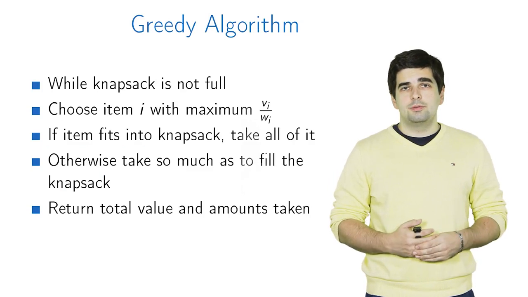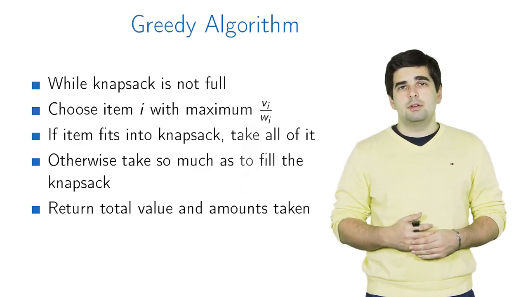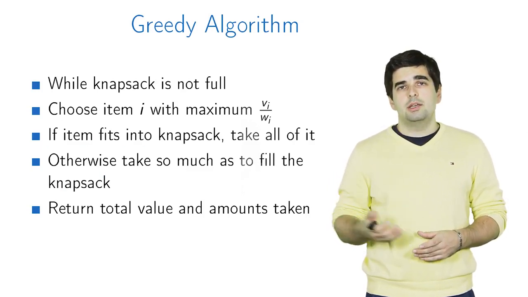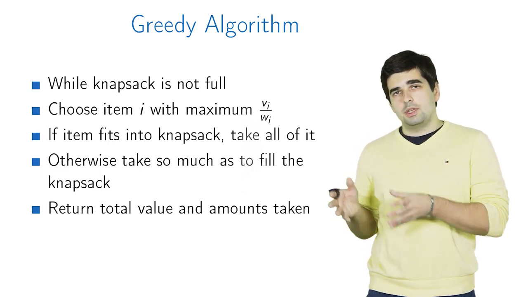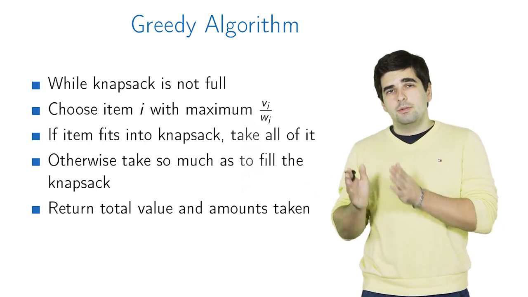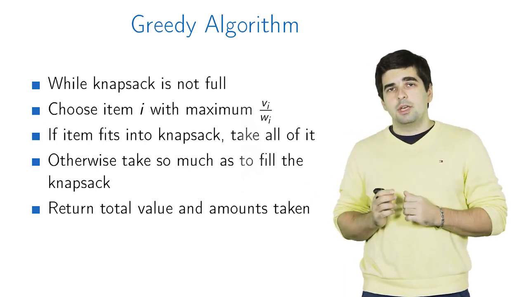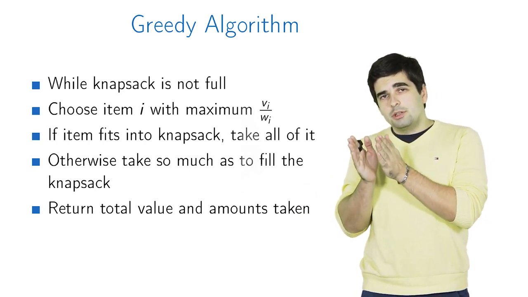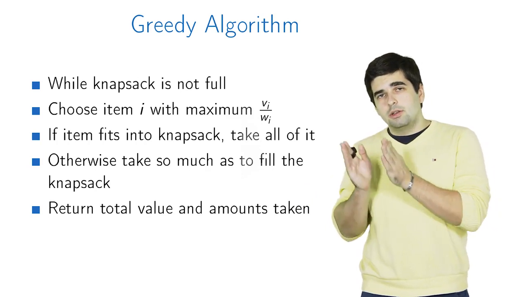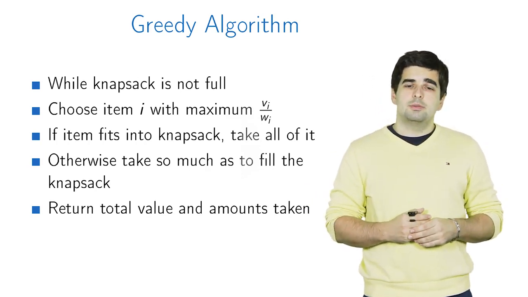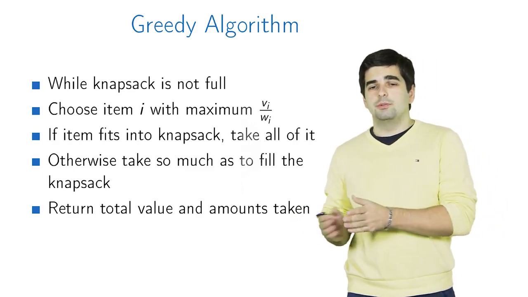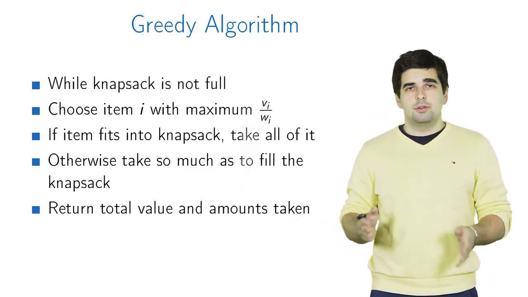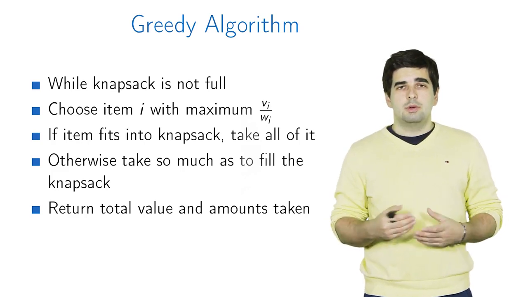While the knapsack is still not full, we select the best item left, the one with the highest value per unit of weight, and either fit all of this item in the knapsack, or if there's only a little space left in the knapsack, cut this item and fit as much as you can in what's left. And then repeat this process until the knapsack is full. In the end, we return the total value of the items taken and the amounts taken.